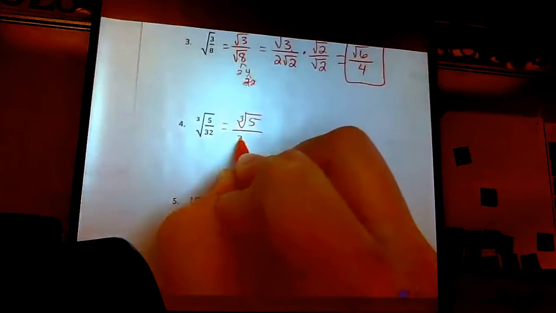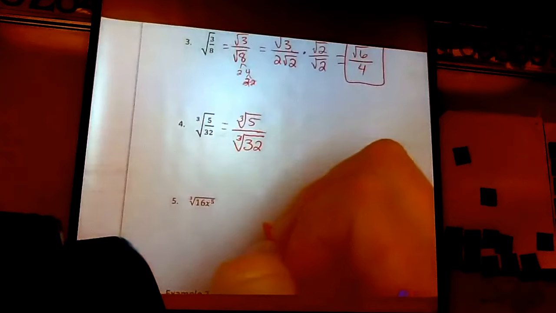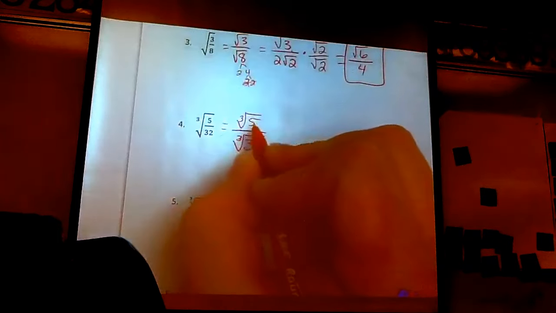Break the 32 and gotta find group 3. No. Same thing, break them up, simplify each one.